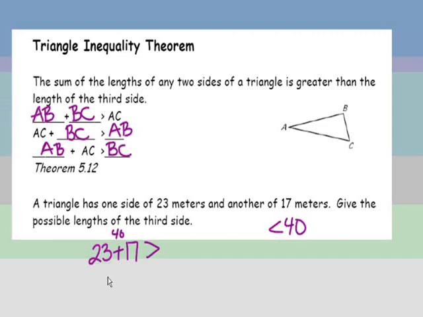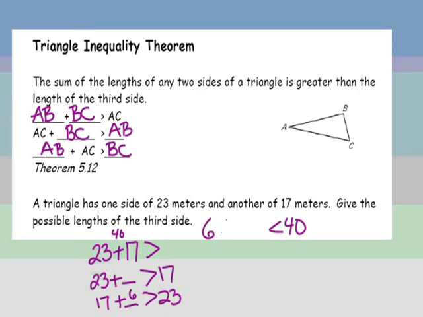Okay, and then 23 plus something else must be greater than 17. Okay, well, 23 is already greater than 17, so we're good there. And it also means that 17 plus something else must be greater than 23. Okay, well, 17 plus anything greater than 6, right? If I put 6 here, they're equal, so anything greater than 6.